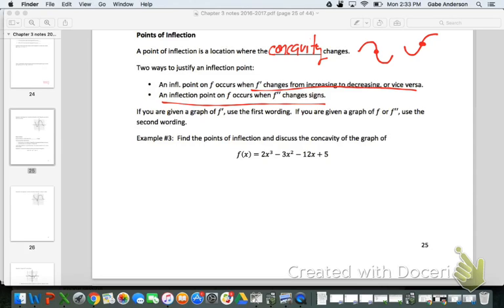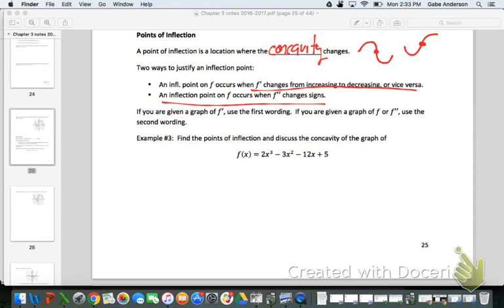So let's think this through. If f prime is increasing, isn't increasing referring to a positive slope? So if f prime has a positive slope, what is the slope of f prime really? Isn't it the derivative of f prime? Like the slope of f prime is really f double prime, right? Think that through. So what this is really saying then is that f double prime is positive. And if f prime is decreasing, then that means that f double prime is negative. So it's saying that f double prime changed sign. So these two statements really are saying the same thing. They're just using different terms, right?